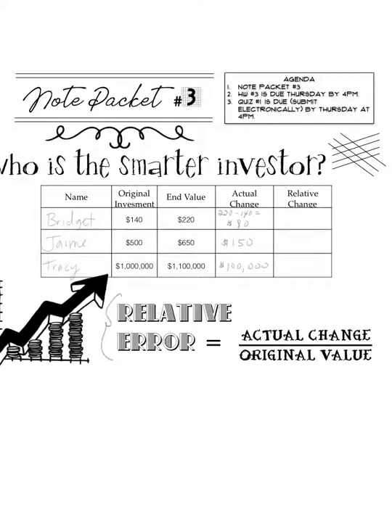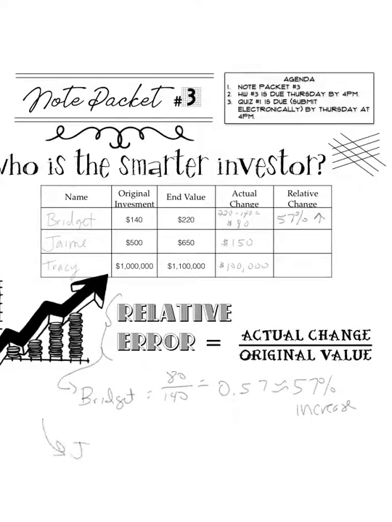Also relative error, that's another way of looking at it. So the relative error formula is the actual change over the original value. So for me, that actual change was $80 and the original investment was $140. When I put this in my calculator, I get 0.57 approximately. If I was going to make this a percent, we would call this a 57% increase. So I'm going to put that right here.